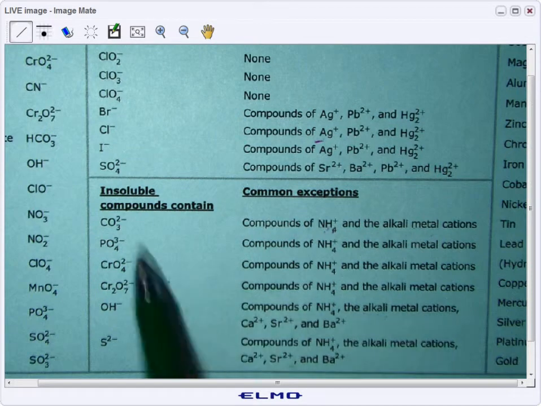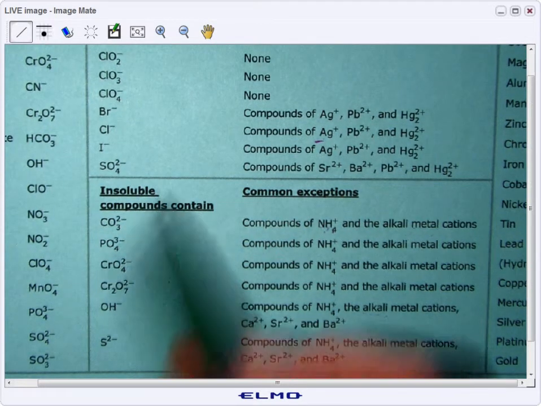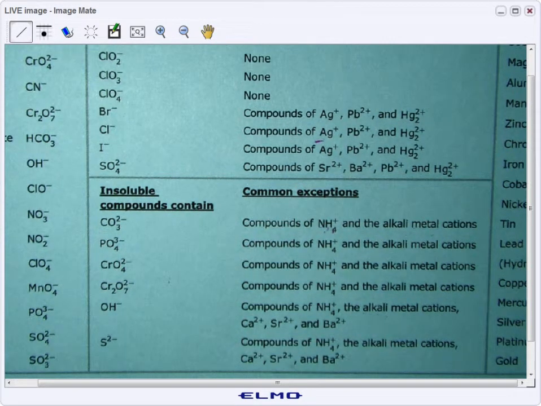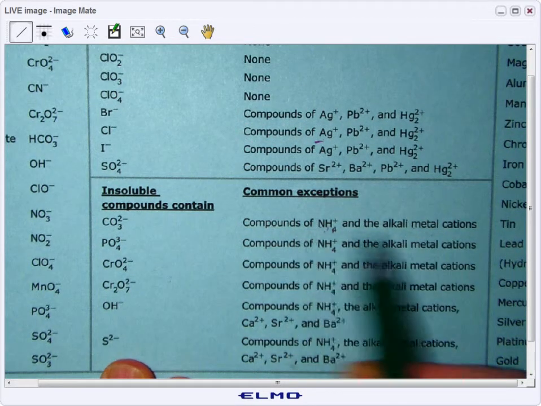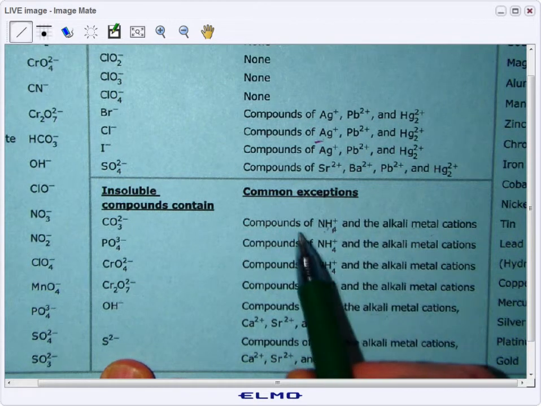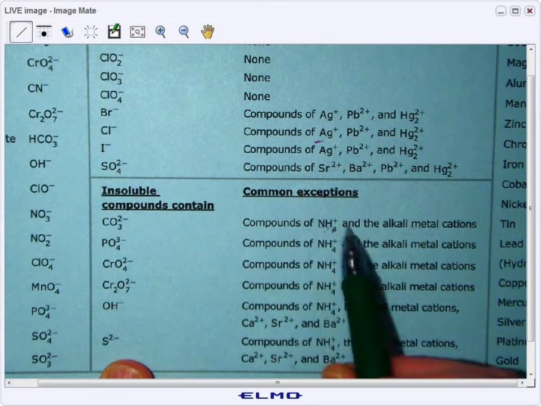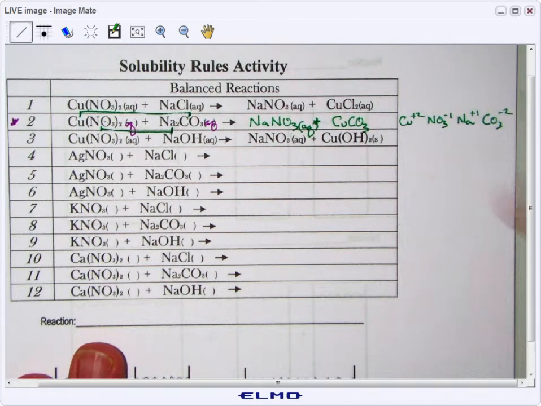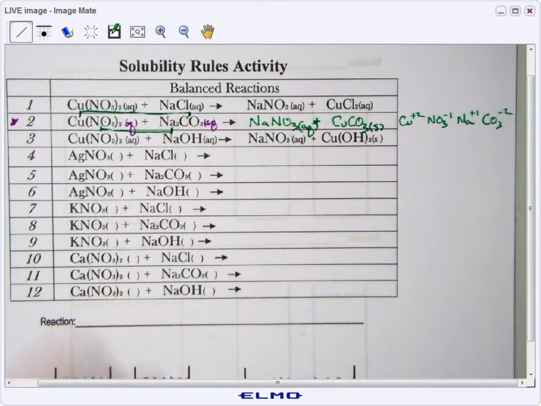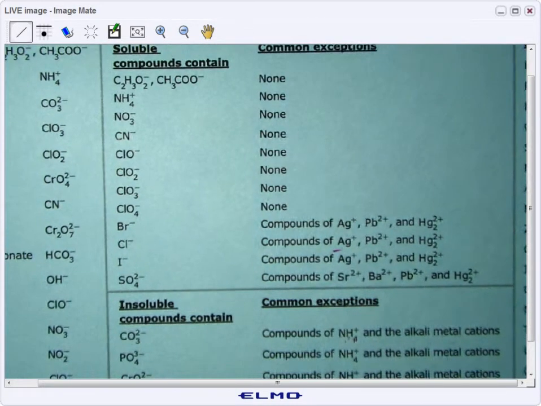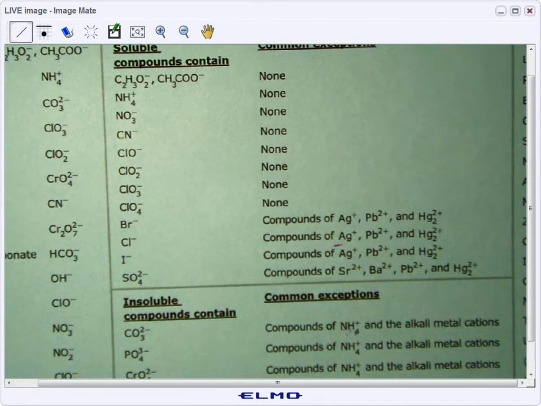It's down here in the second part where it says insoluble, which means it does not dissolve in water. Unless it's one of these exceptions, and we'll come back to those exceptions, but copper is not one of the exceptions. So that one will not dissolve. It will precipitate out. So we're going to write a little S for solid behind it. Okay. So the goal again is being able to read this chart and figure out what's going on. That's the ultimate goal.